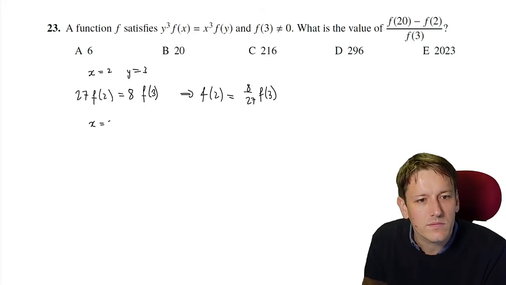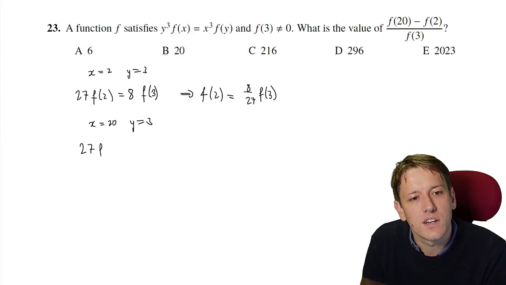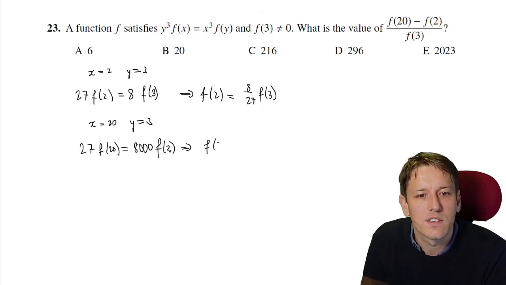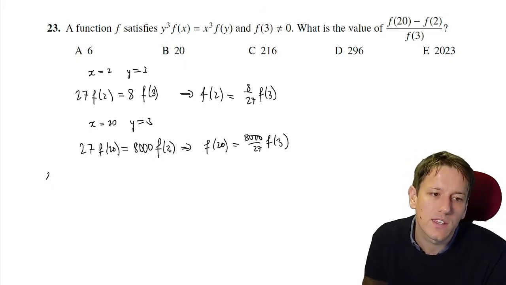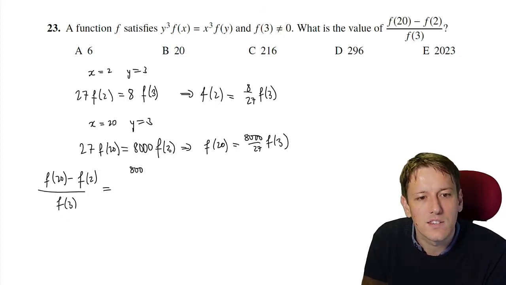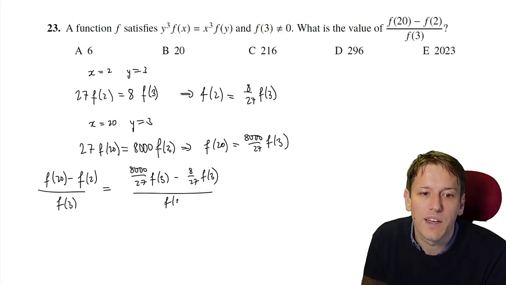Because if I also do x equals 20 and y equals 3, that would tell me that 27 times f of 20 is 20 cubed, which is 8,000, times f of 3. And that would give me that f of 20 is equal to 8,000 over 27 times f of 3. So when I'm looking at this f of 20 minus f of 2 over f of 3, what I've got is 8,000 over 27 times f of 3 minus 8 27ths times f of 3 divided by f of 3.